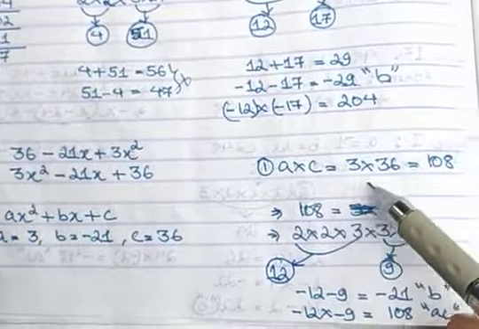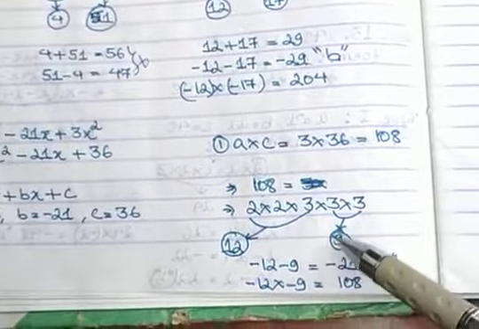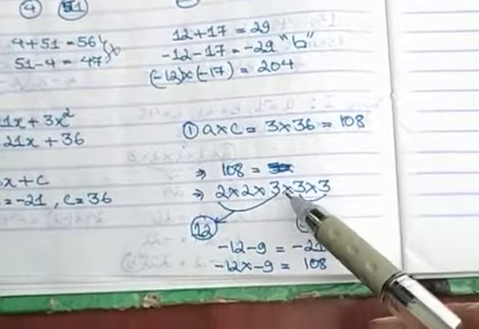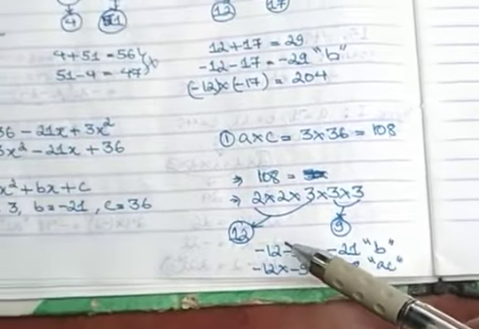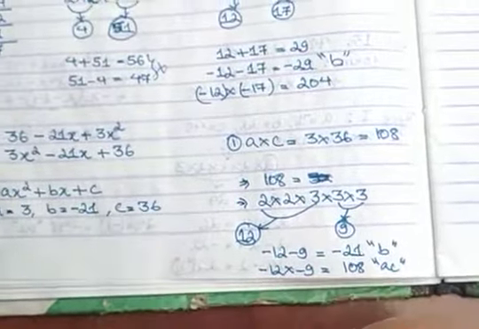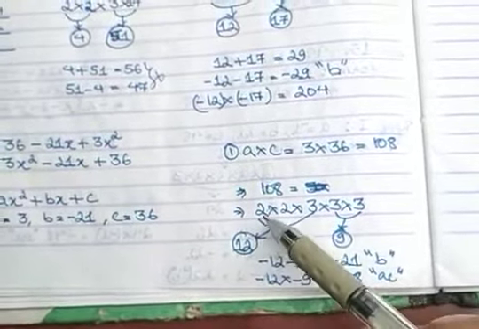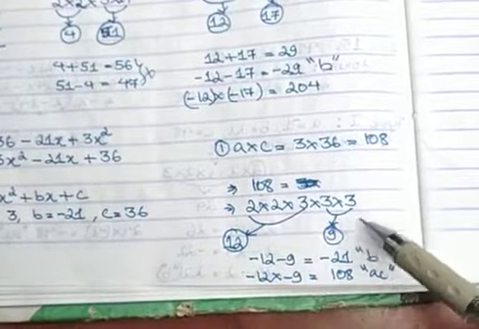So we have done A into C, 3 into 36, 108. Taken the factors of 108: 2 into 2 into 3 into 3 into 3. And how much do I need? I need minus 21 when you add or subtract them. So I have taken 4 times 12, 12 and 3 times 9.